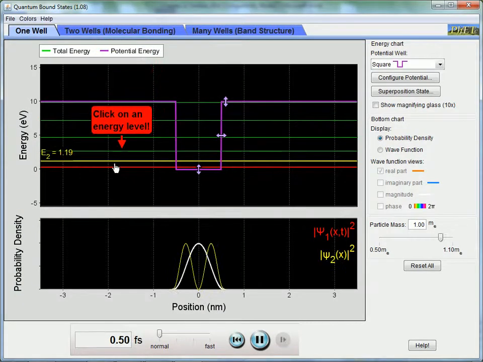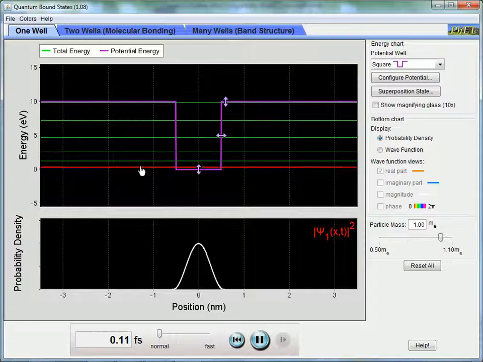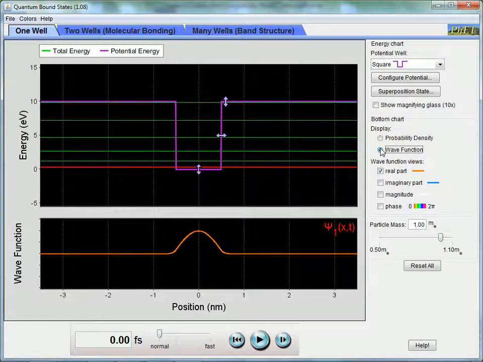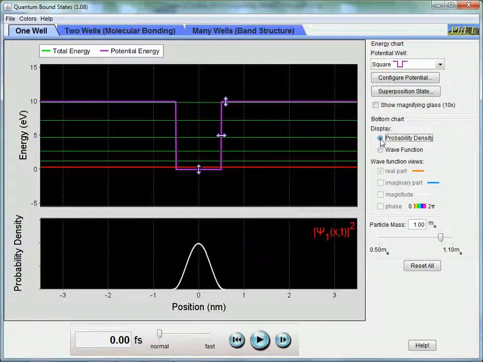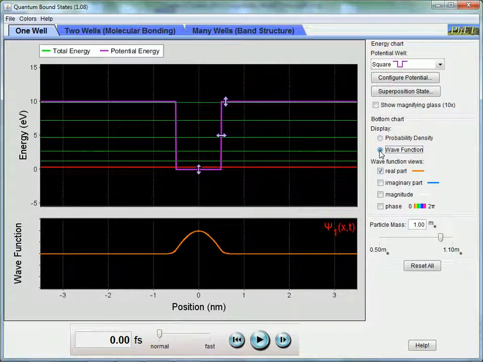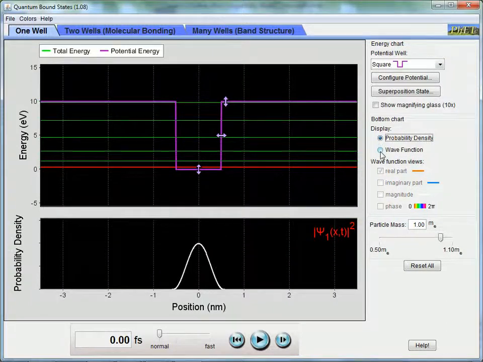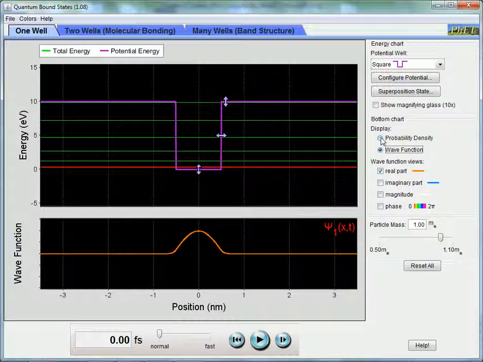Okay, so I want to click on this bottom energy level. No, we don't want to mess with time, right? And this is what the wave function would look like for the bottom energy level, or the probability density. Which one kind of makes more sense to you? Wave function or probability density? Which one has more meaning to you?